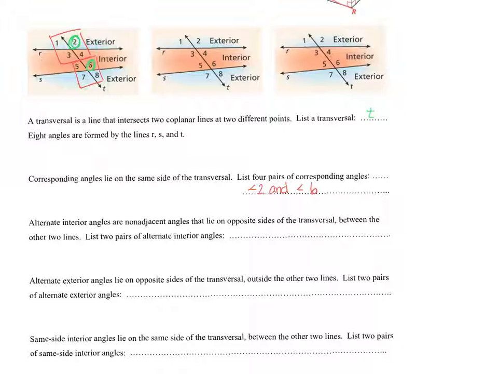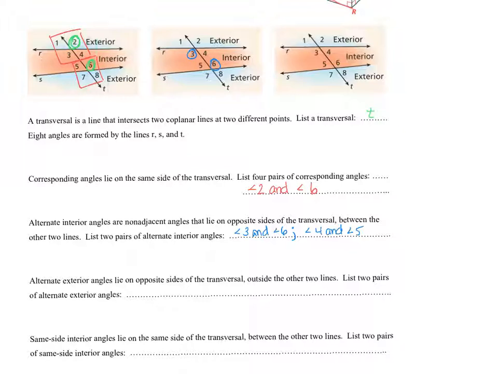Okay, alternate interior angles. Well, those would be angles that are inside, but they're on alternate sides of the transversal. So they're in the interior, but they're on alternate sides of the transversal. There's 2 pairs of alternate interior angles. That would be angle 3 and angle 6 is one pair, and angle 4 and angle 5 is another pair.